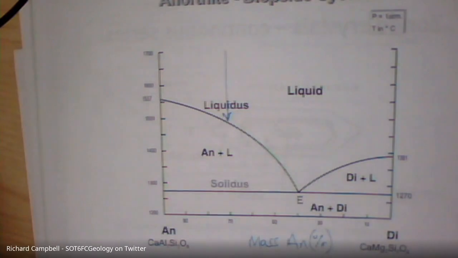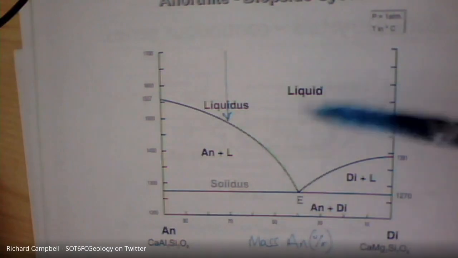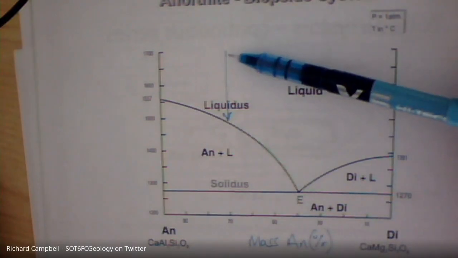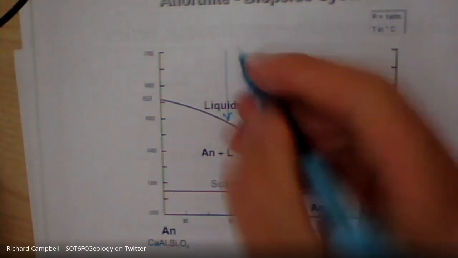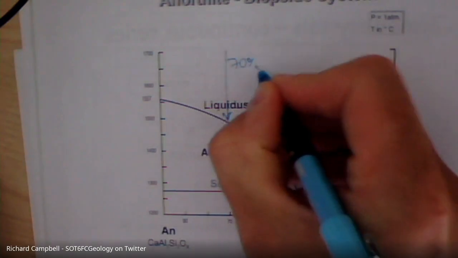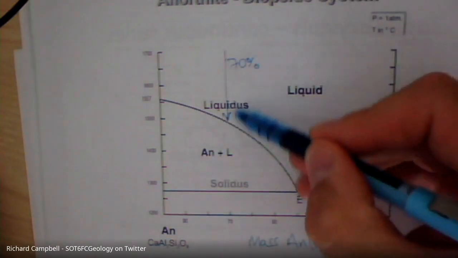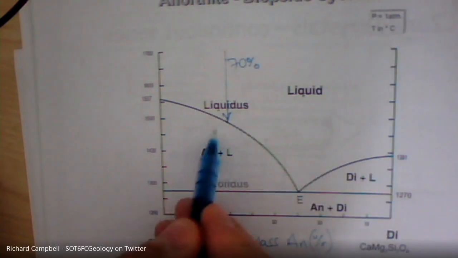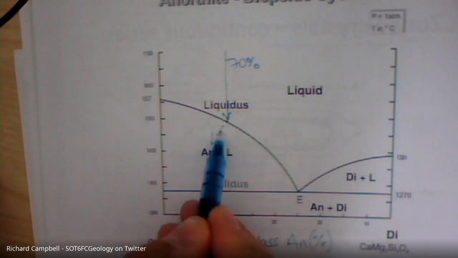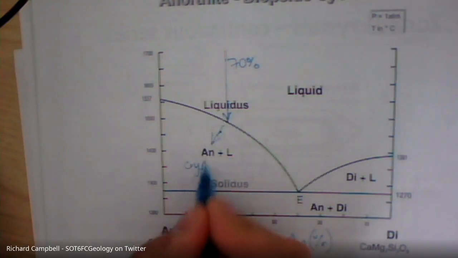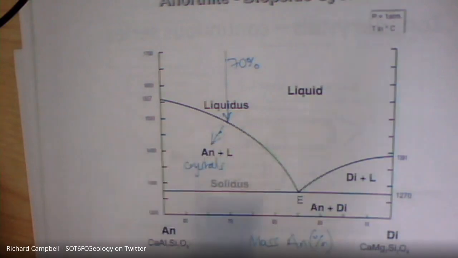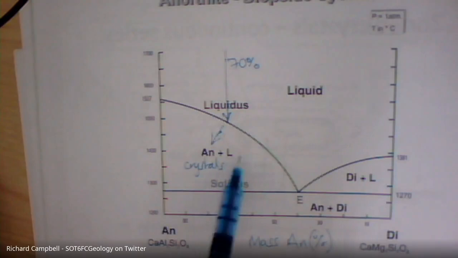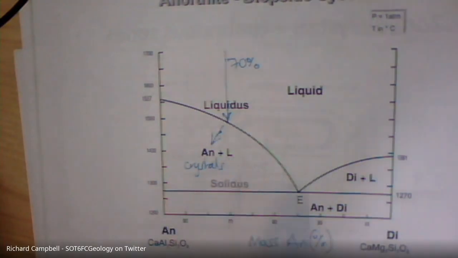But we're talking about mixed systems, so we don't always have a pure mineral. We've got 70% anorthite. Let's put that on there. That cools down, that starts to crystallize there. So what happens is some of the anorthite starts to crystallize. So what we have here is a mixture of anorthite crystals and remaining liquid.